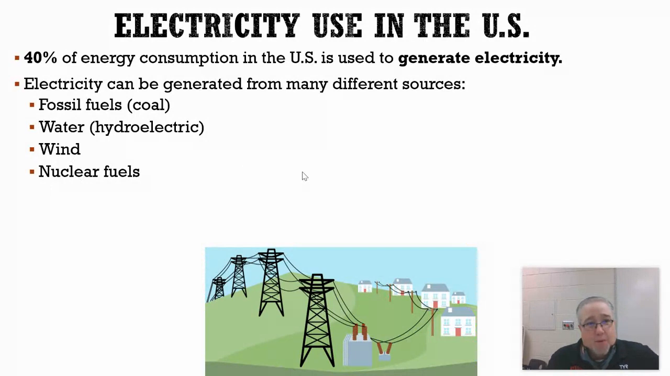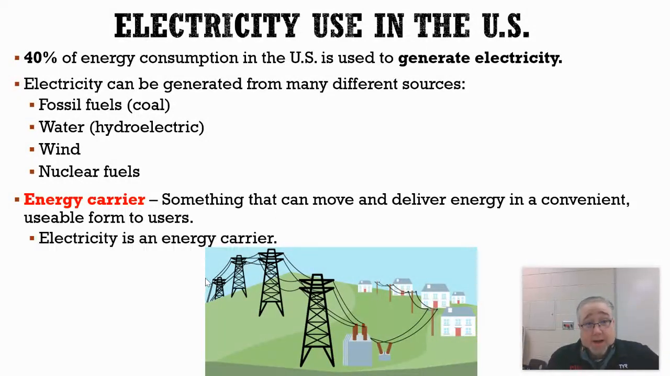But today, I want to really focus on the big one, which is generating electricity from coal. So before we get into the process, there's a term here called an energy carrier. An energy carrier, it says here, is something that can move and deliver energy in a convenient, usable form to users. Electricity is a good example of an energy carrier, right? It carries energy into our homes, and we can use that energy for a variety of things. So just make sure we know what that term energy carrier refers to. But electricity is an example of that.